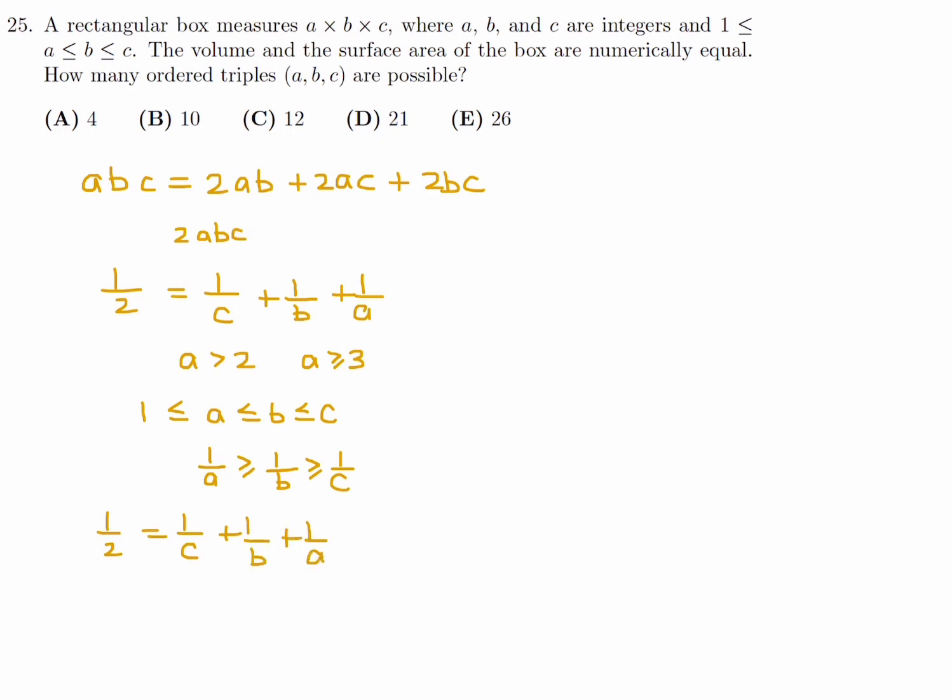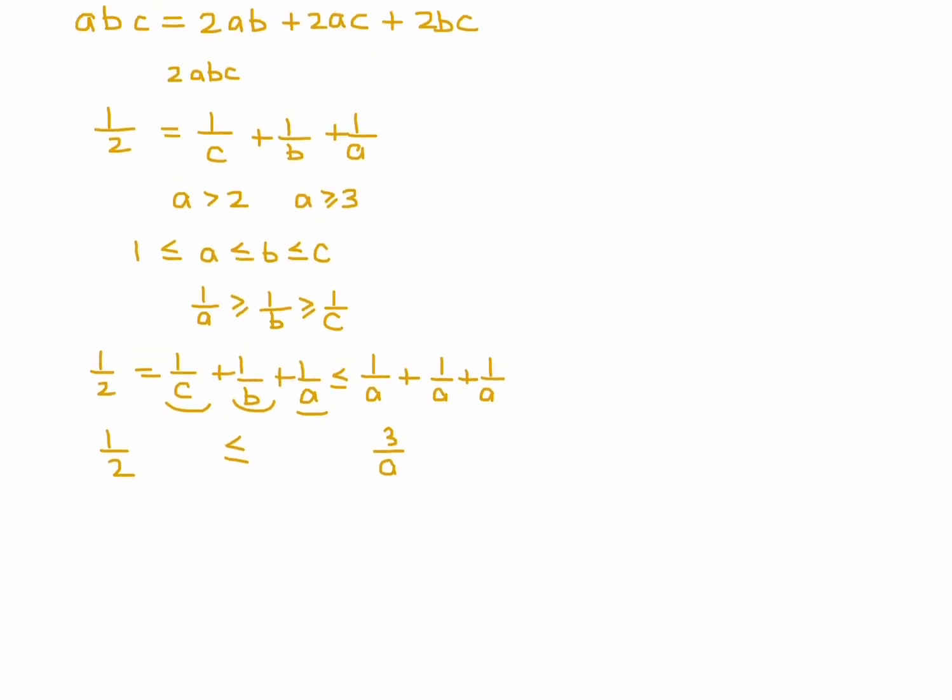1 over C is less than or equal to 1 over A. That means I can write it like this. This is less than or equal to 1 over A. Similarly, this is less than or equal to 1 over A. And then this is 1 over A. So this can be written like this, which is of course the equivalent of 3 over A. So 1/2 is less than or equal to 3 over A. So if you cross multiply, you get A is less than or equal to 6.